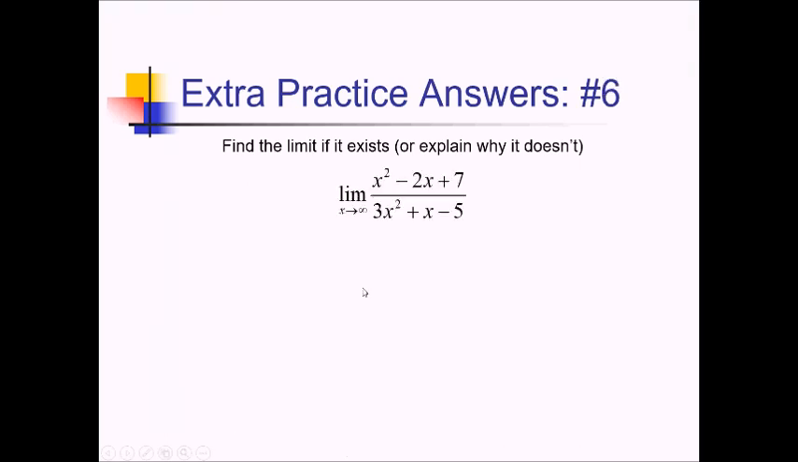For this problem, finding the limit as x approaches infinity, since I'm approaching infinity, I'm going to choose my champion here. So in the numerator, I've got x squared. That's the fastest growing term up there. In the denominator, we have 3x squared. And then I can just reduce that to 1/3.